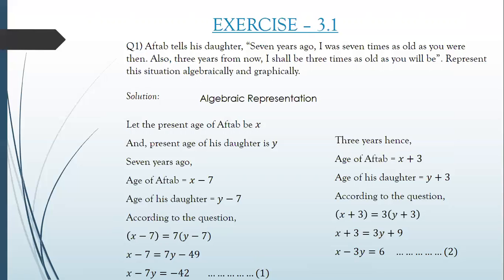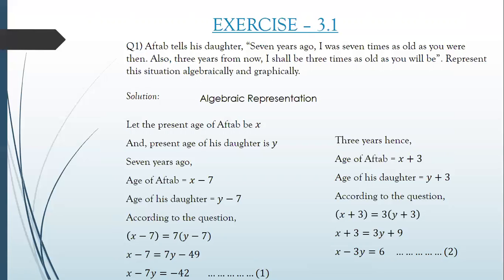So first, let us see the algebraic representation. So we'll assume present age of Aftab to be x and the present age of his daughter to be y. 7 years ago, age of Aftab is x minus 7, while that of his daughter will be y minus 7. Both we have to subtract 7. According to the question, I was 7 times as old as you were then, 7 years ago. So x minus 7 is 7 times y minus 7. When we solve, we get the first equation, x minus 7y equal to minus 42.